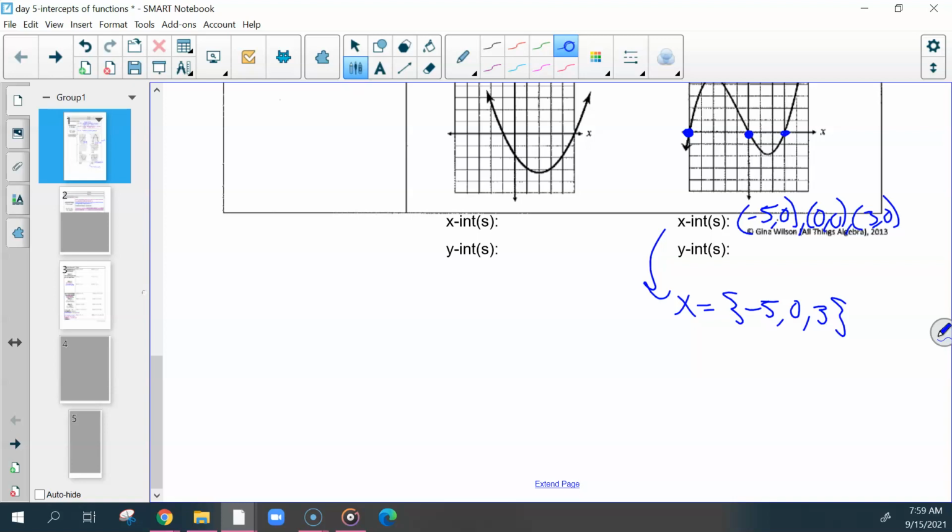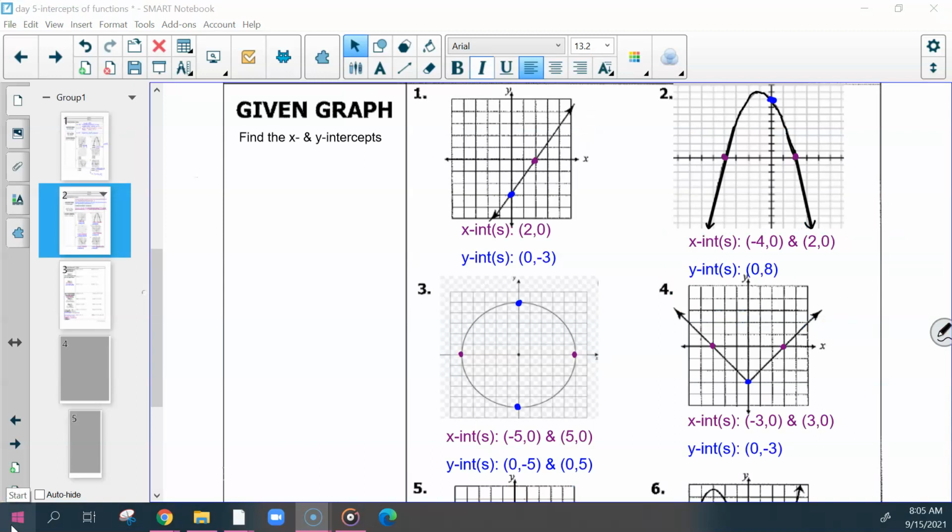Do we have a y-intercept? Yeah. What is it? 0. 0. They can be the same thing. Sometimes it does happen. I'm going to give you 5 minutes to do the other 3, and then we'll come back and make sure we're all on the same page.